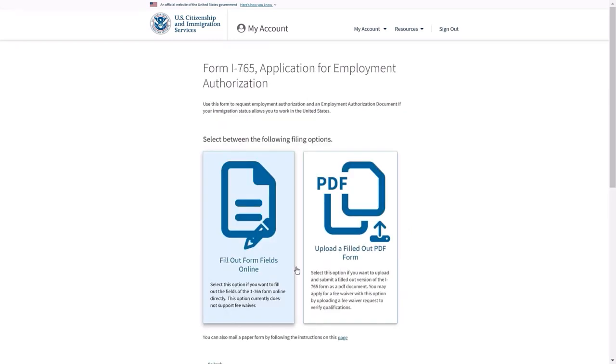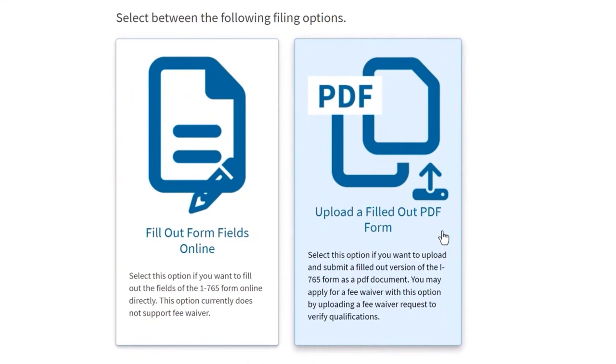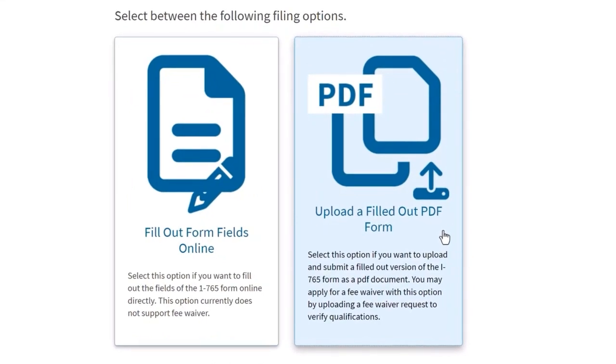If you have chosen an eligibility category that is available for PDF intake at this time, you will see this screen offering you the PDF intake option. If you have selected a category that is not available for PDF upload, you will not see this screen, and you can fill out the form in the online account instead. We will select PDF upload.